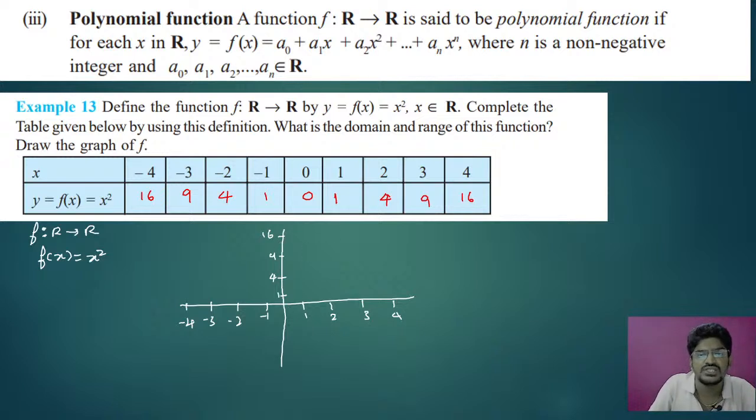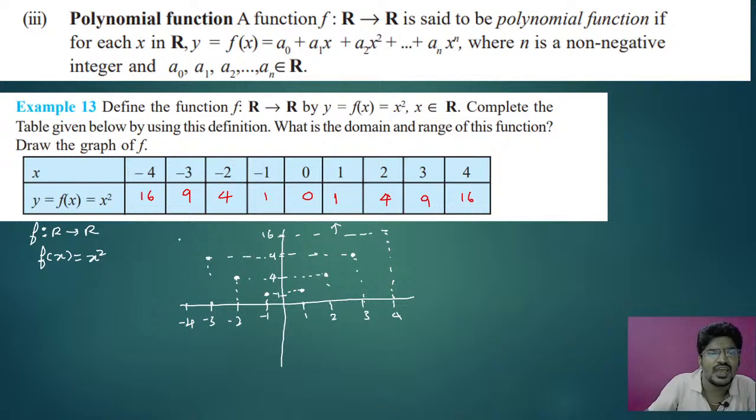At 1, the output is 1, so this is the point. At 2, 4 is the output, this is the point. At 3, this point is 9. At 4, this point is 16. In the same way, at minus 1 the output is 1, at minus 2 the output is 4, at minus 3 the output is 9, at minus 4 the output is 16.